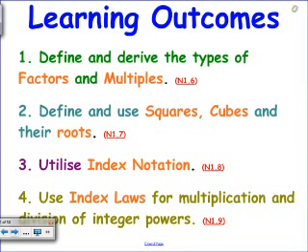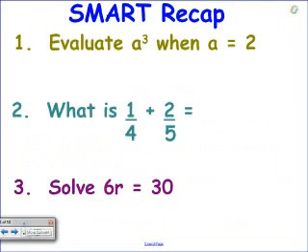Today we're going to look at factors and multiples and the various types of factors and multiples, and then we're going to talk about squares, cubes and their roots. When we've done that, tomorrow we're going to look at index notation and index laws for multiplication and so on. Right, let's start with some maths then.